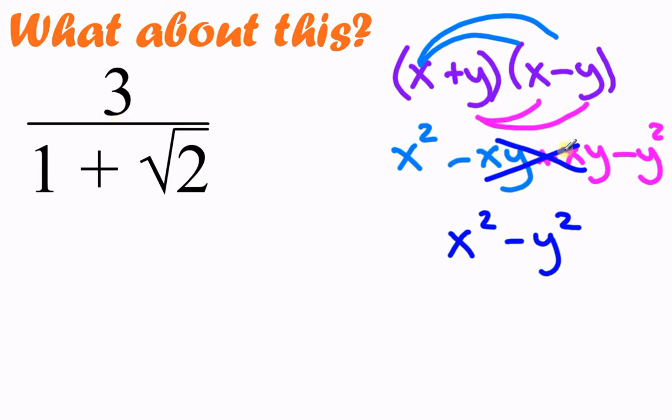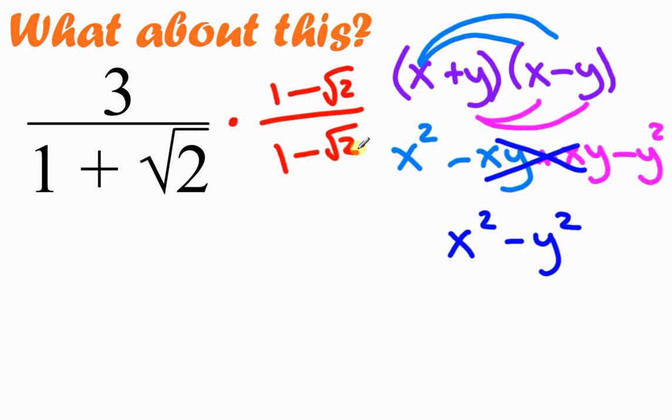So notice how we got the middles to go away. That's the whole goal here. So if I multiply 1 plus square root of 2 by its opposite in the middle with a negative, I'm going to get something to disappear. And it turns out I'm going to get the square root stuff to disappear in this situation. So let's try that. This is 1 plus square root of 2. Let's try multiplying this by top and bottom, 1 minus the square root of 2.